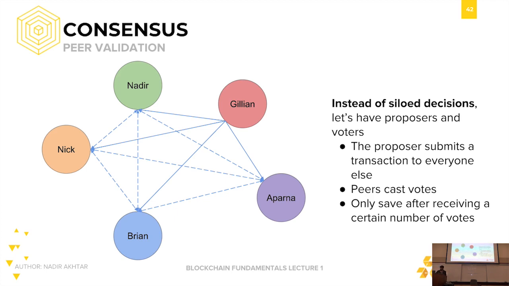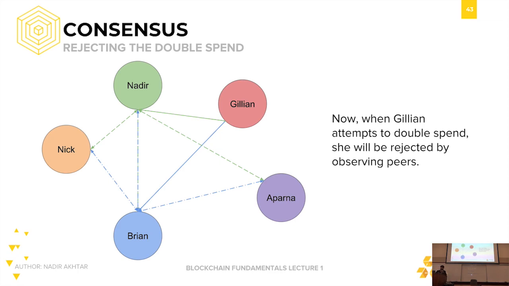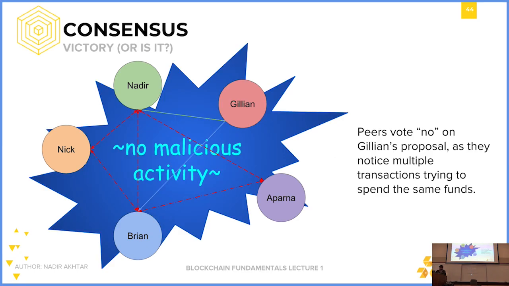And only after we see a certain number of votes, a majority, let's say, we're going to save that into our blockchain. So now when Gillian tries to do the same thing she did in the last version, send one transaction to me and a conflicting transaction to Brian, we communicate with everyone, they will let us know that there is this issue where there's two transactions trying to use the same amount of Bitcoin.